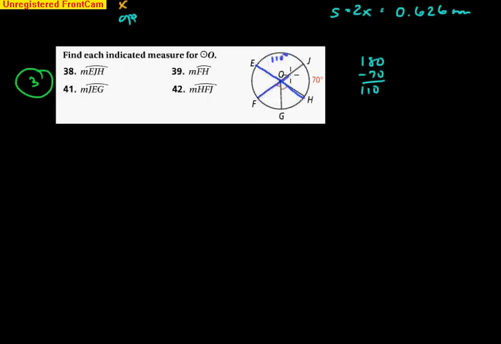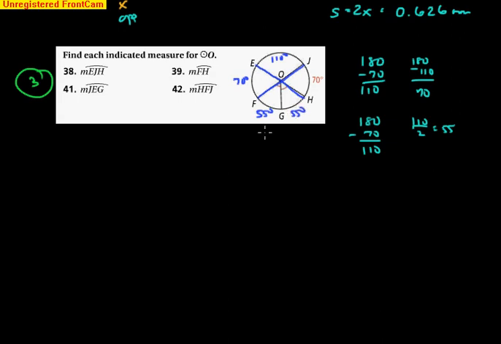FJ is another diameter. So that means FE is going to be 180 minus 110. And that is, of course, 70 degrees. So EF is 70. EH is a diameter, like we said before. So this is a semicircle. So FH is going to be 180 minus 70, which is 110. But then these two arcs, these two minor arcs, are congruent. So to find each of those, we divide it by 2. And that's 55. So each of these is 55 degrees.